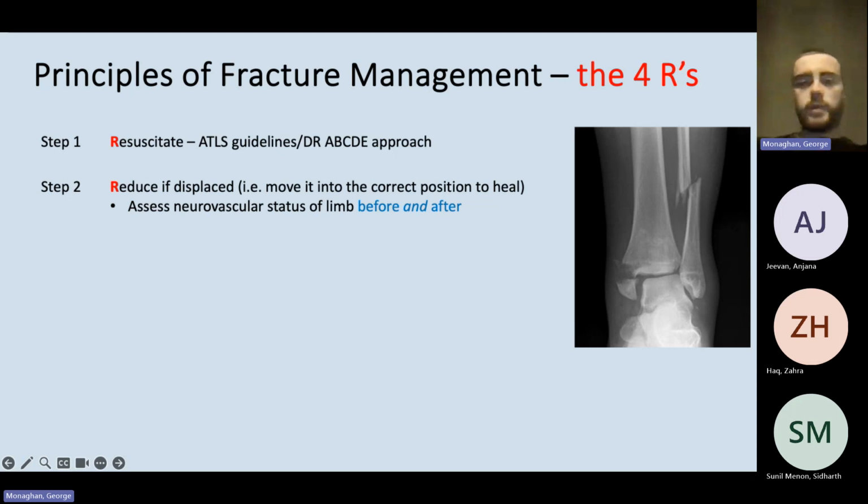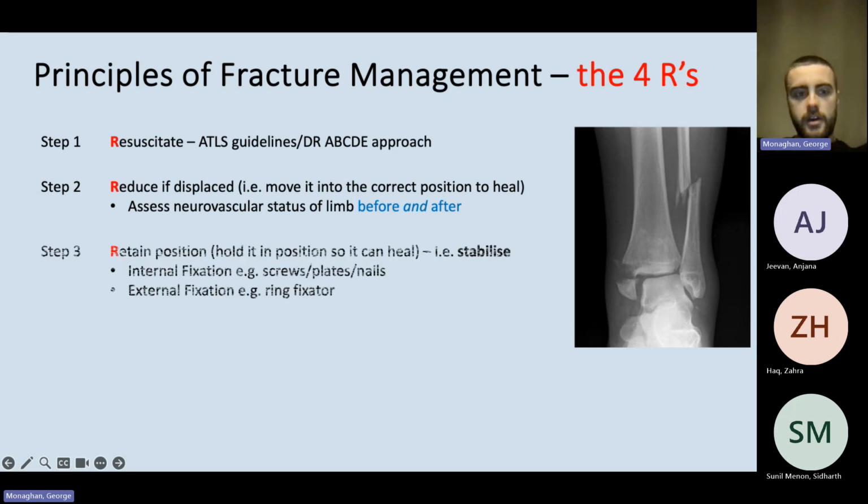So the next thing we do is reduce the fracture if it's displaced, and that's because we want to keep the neurovascular function of everything at the fracture and further on from the fracture, because if it's compromised, everything below the fracture will also be compromised. So we do that really early on, to reduce the chance of any longer lasting damage from that fracture.